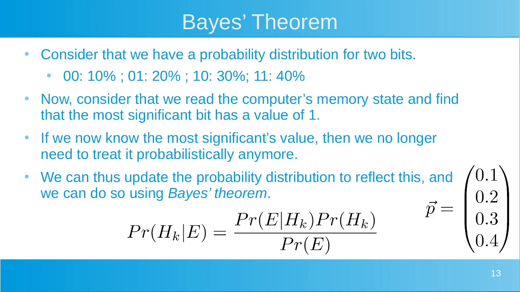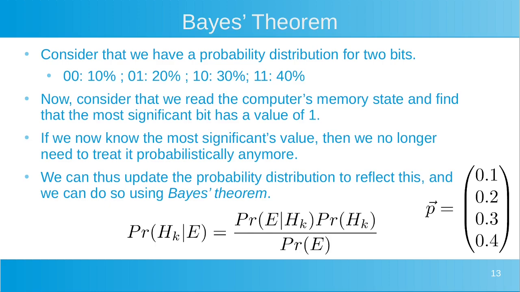Now consider that we read the computer's memory state and find that the most significant bit has a value of 1. So keep in mind we didn't read the least significant bit's value, we only read the most significant bit's value. If we know the most significant bit's value, we don't need to represent it probabilistically anymore because we know its value. So we can update the probability distribution to reflect this new knowledge we have. We do this using Bayes' theorem.